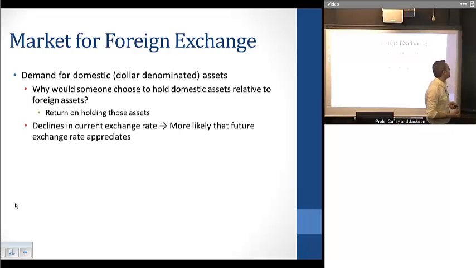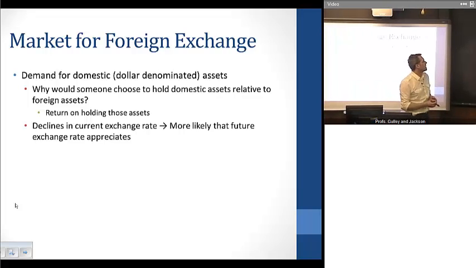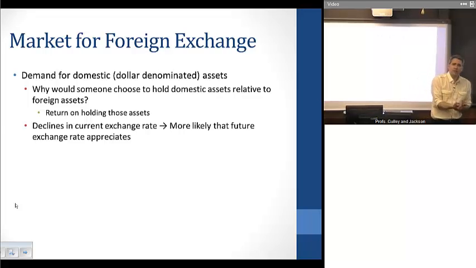Okay, and so the intuition behind this, and we'll see this in a graph in a minute, is if we think about demand, again, a demand schedule, just like a supply schedule, is hypothetical. So hypothetically, for instance, if there was a decline in the exchange rate, in other words, if the exchange rate depreciated, the current exchange rate went down, then what's going to happen with people's desire to hold these domestic assets? Well, if the currency depreciates, then it's likely that we're going to have people expecting the currency to appreciate in the future.